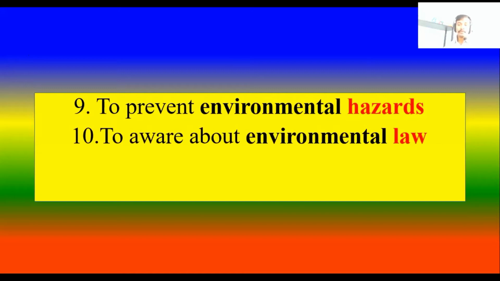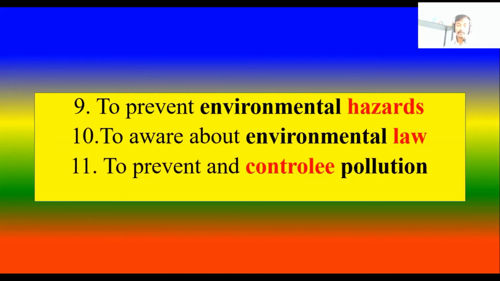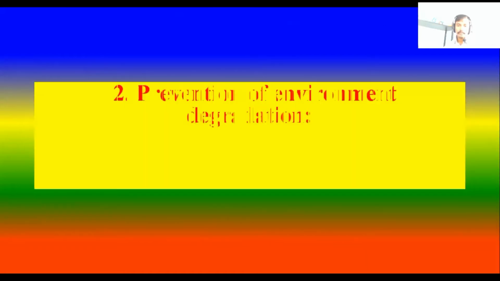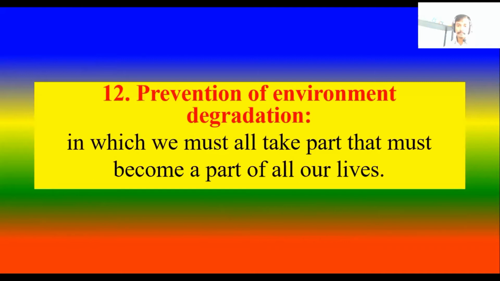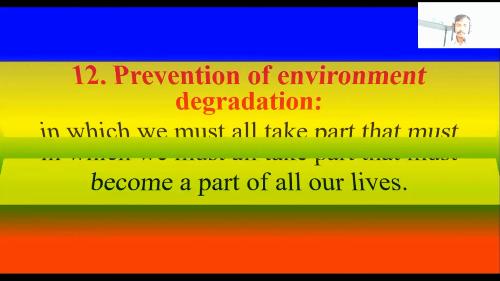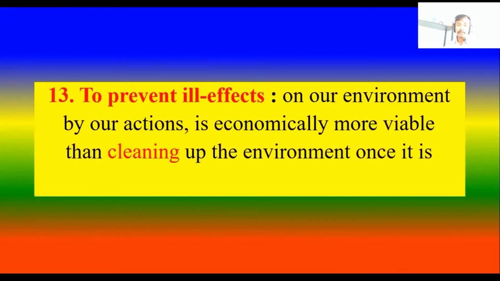Next, environmental law. Different types of laws are available. We will learn about them in the 6th unit. For example, air law and water law try to preserve the environment. The public needs to be aware. Then control pollution, and prevent environmental degradation. Next, to prevent ill effects. For example, any damage to the environment needs to be reviewed. Then only can we solve it and stay away from the ill effects of environmental damage.